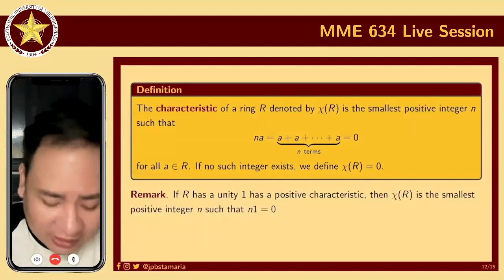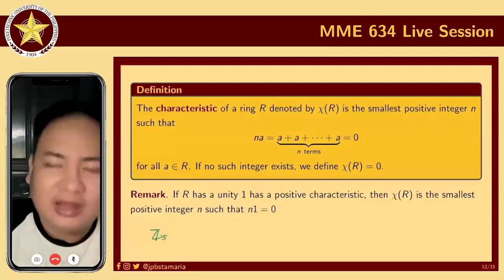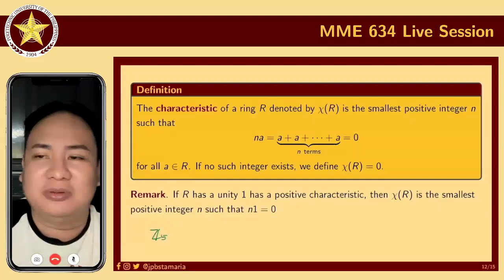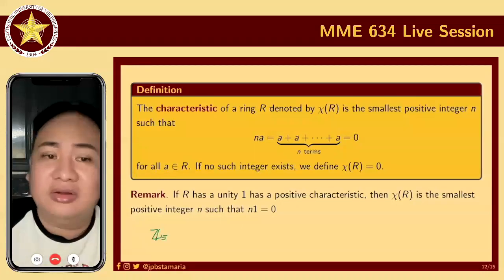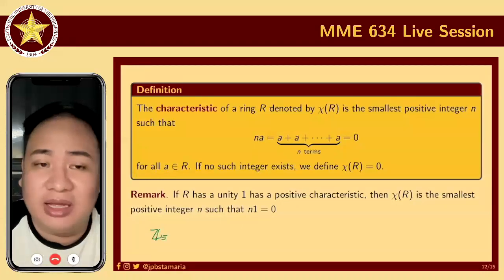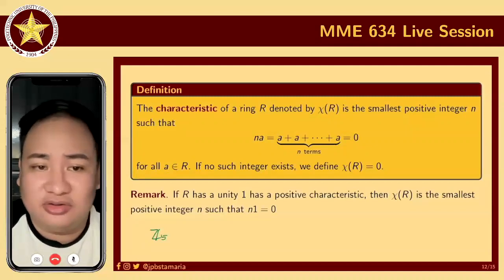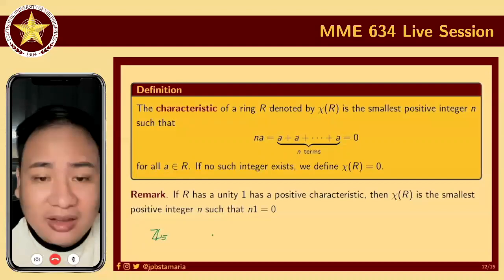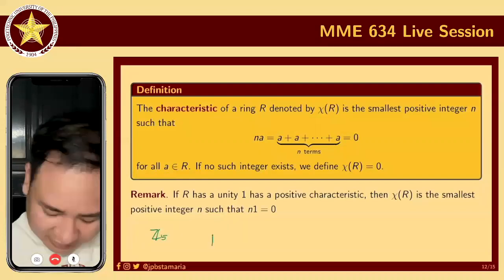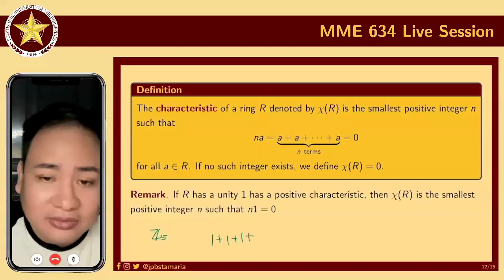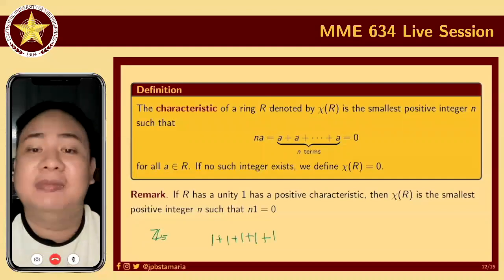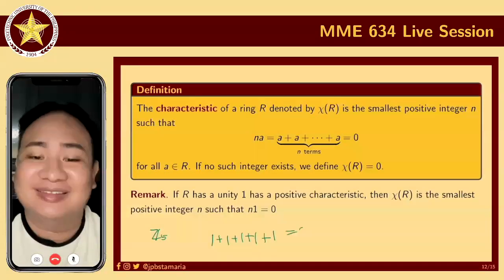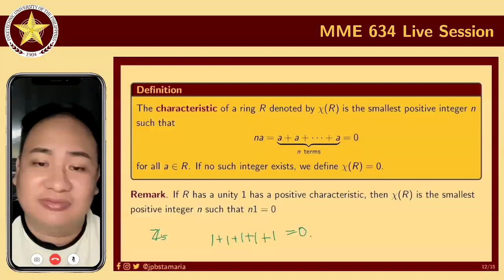Halimbawa sa Z sub 5, kalokohan pa lang i-check mo isa-isa. Yung 1 plus 1 plus 1, 2 plus 2 plus 2. Kalokohan yun, mauubos yung energy mo. Because in math, we always would like to minimize the energy used, di ba? So, you only have to look at the element 1. Tignan mo lang daw si 1. Mga ilang 1 ang kailangan ko para mag-0. Yun lang ang kailangan mong malaman para malaman mo yung characteristic. And the answer is 5. Pag nabilang mo siya sa 1, mangyayari siya sa iba.